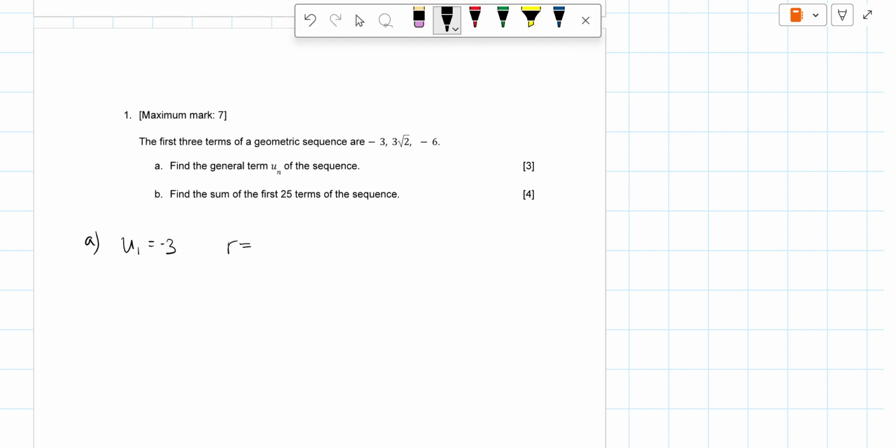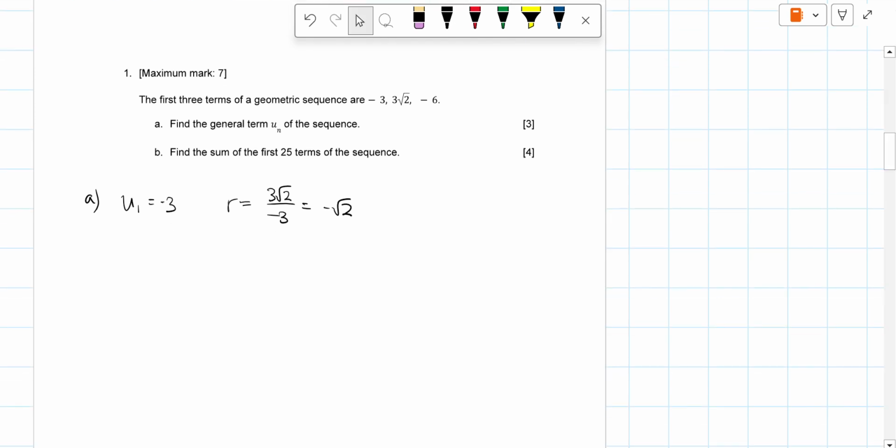I think I'll find the common ratio by finding the ratio between two consecutive terms. So I can achieve that by doing 3√2 divided by -3. Cancel out 3's and 3's, I can get negative square root 2. So I know that my common ratio must be negative square root 2. Then plug in the formula: u_n is equal to u1 times r to the power of n minus 1. Therefore u_n is equal to -3 multiplied by negative square root 2 to the power of n minus 1.